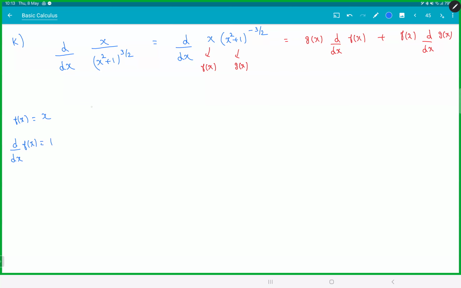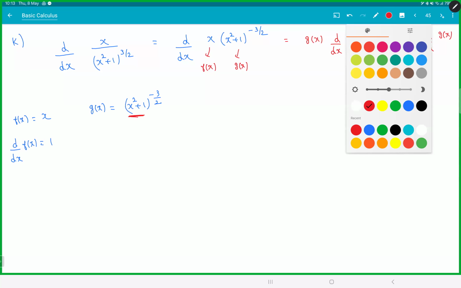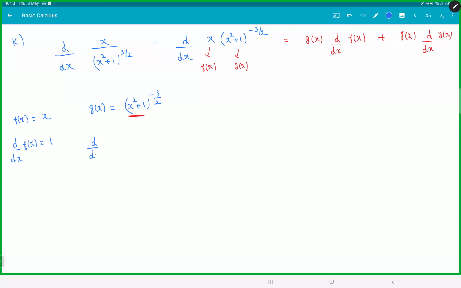Differentiate this, you'll get 1. g of x is (x square plus 1) whole power minus 3 by 2. So this is looking like something to the power of minus 3 by 2. If I differentiate this, it is some function, x square plus 1, to the power n, so that is minus 3 by 2 into x power n minus 1, minus 3 by 2 minus 1, and then differentiate whatever is inside. This is minus 3 by 2 (x square plus 1) whole power minus 5 by 2.